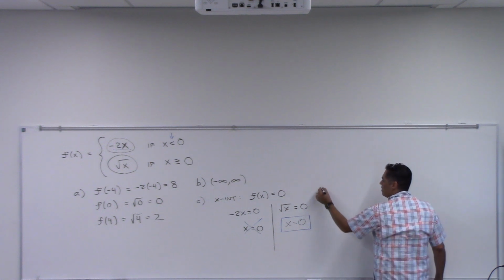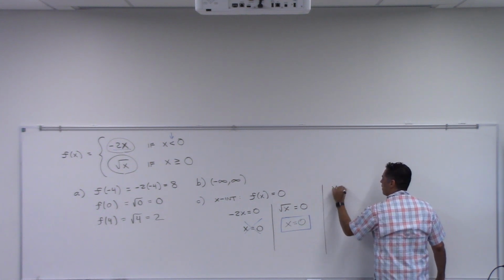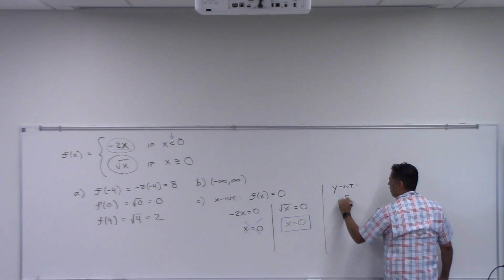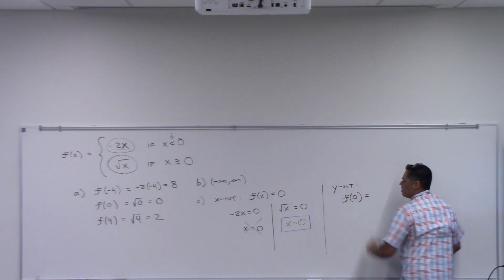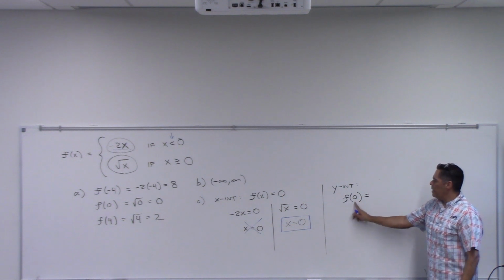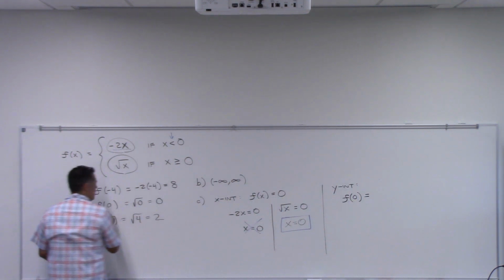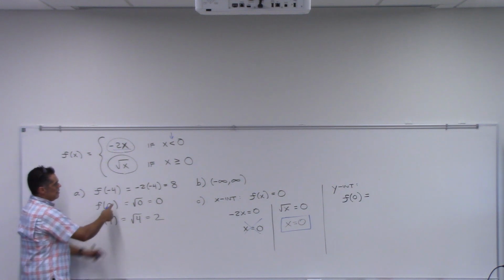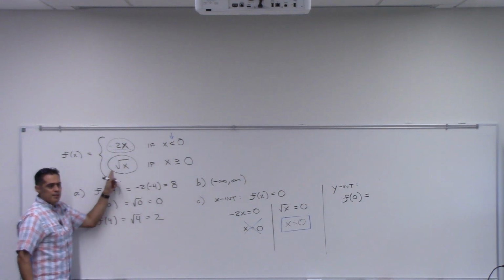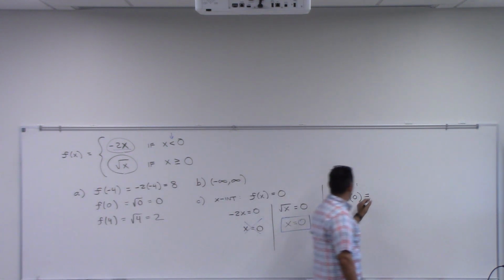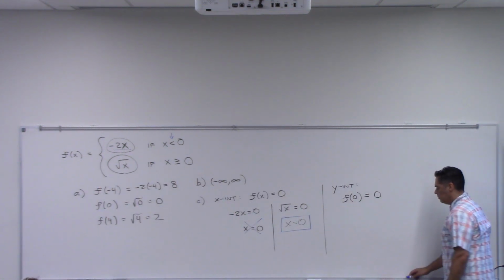All right, how do you find the y-intercept of a function? This is the easier one. Yeah, you plug 0 into the function. That's it. You just plug 0 in. And when we plug 0 in, didn't we do that earlier? Part A, right? When you plug 0 in, you can only be on the bottom piece. And so when you plug 0 in, you get 0. That's your y-intercept.